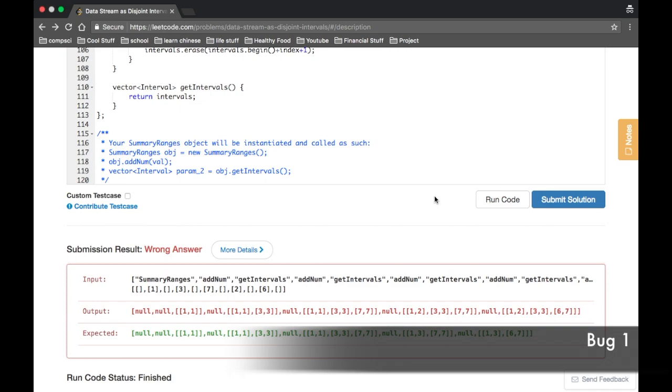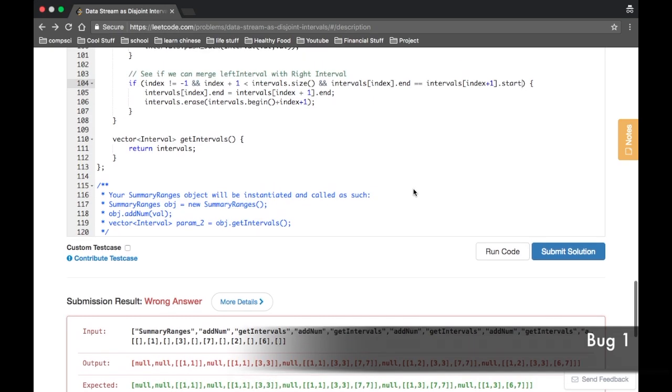So let's first go through the output. Everything is good when I put in a 1, a 3, and a 7. When I put in a 2, it successfully merged with the 1, 1 interval, but afterwards it was supposed to merge it into the 3, 3 interval too, right? It was supposed to combine them. But how come the code didn't really combine the 1 and the 2 and the 3 and the 3?